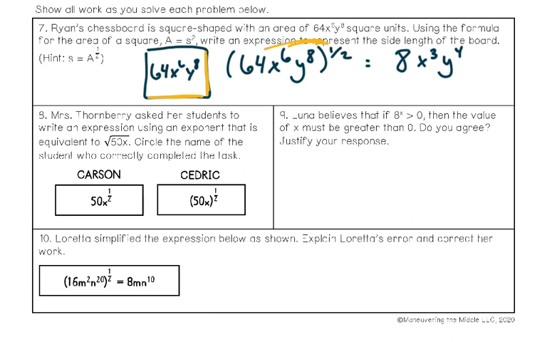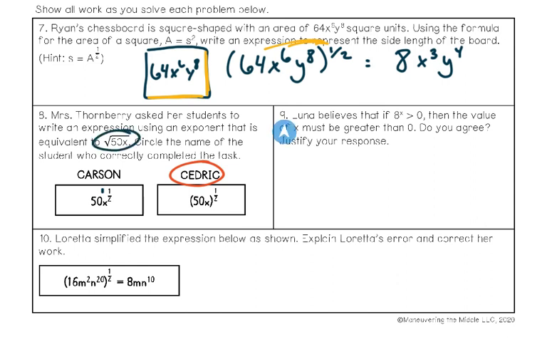Number 8, and decide who completed the task correctly. In case it was Cedric, parentheses make the difference. If it was just x to the power of 1/2, that's its own term with its own exponent. 50 has its own exponent as well. It's 1, and that wouldn't be equivalent to this.